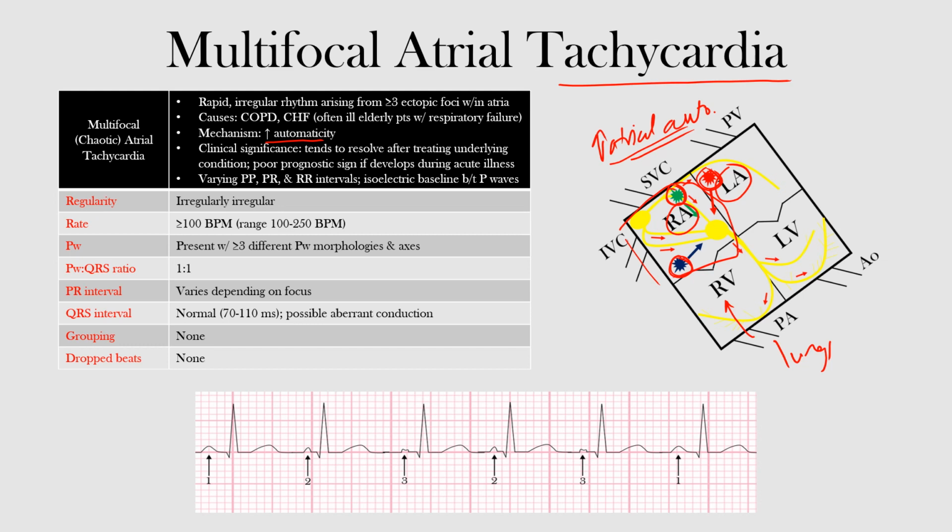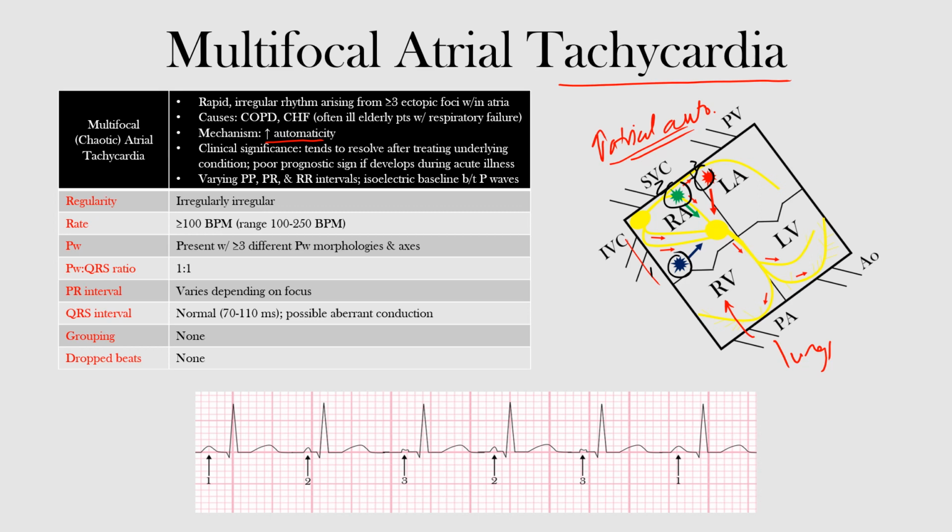So let's take a look at each of these features. The first one we mentioned was the different P-wave morphologies. Again, notice that we have 3 different colors here in the atria. Imagine them as our ectopic foci. We need at least 3 of them to call this rhythm, just like with the wandering atrial pacemaker.